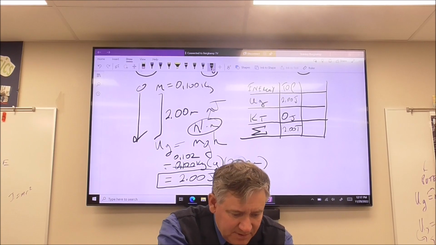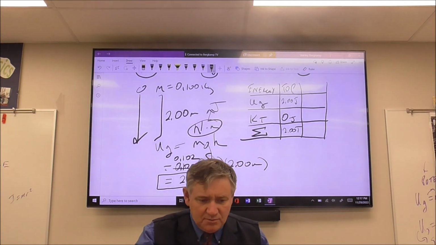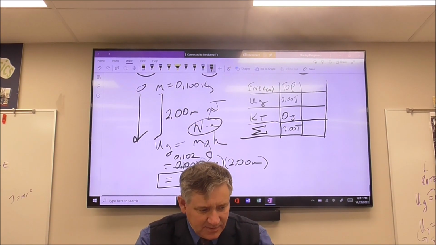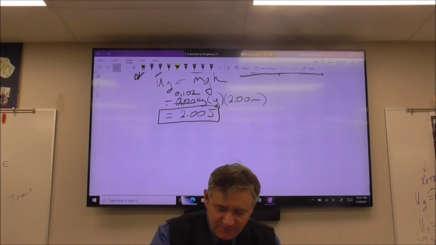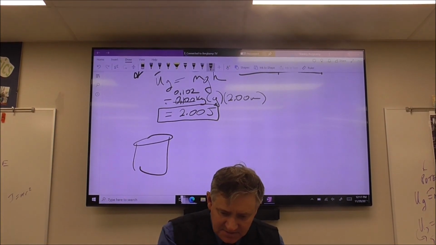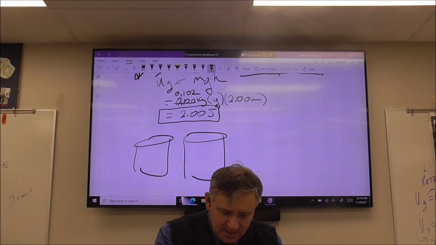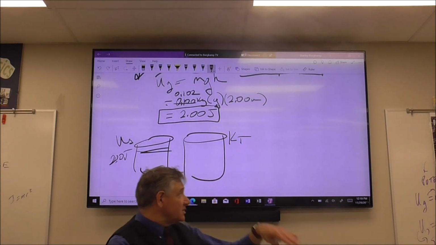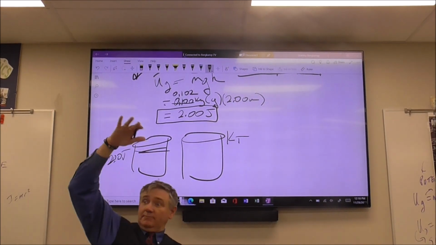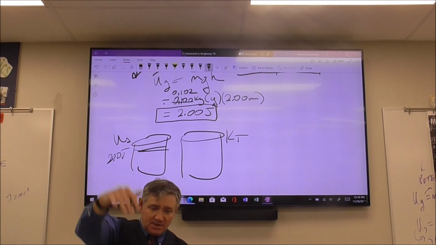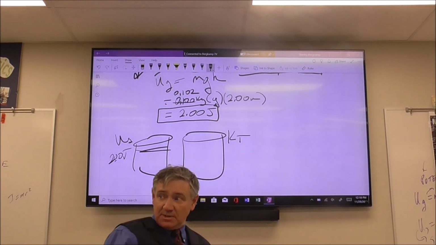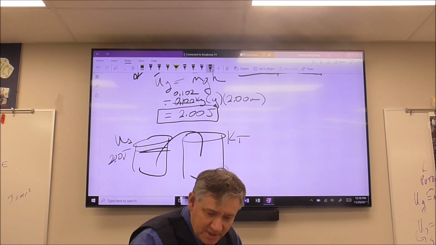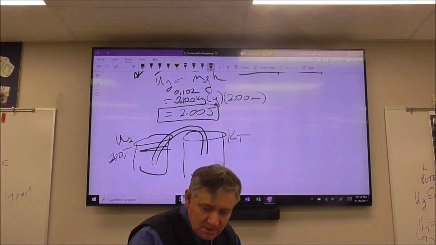Okay, so here's the deal. I'm going to let go of it. And if you like the idea that this is a visual, you can look at this in terms of containers. So here's a UGG container and here's a KE container. My UGG container was initially filled up to the 2 joule line. That's how much UGG I have. My kinetic energy container is going to be empty. And we can transfer that energy from one to the other.